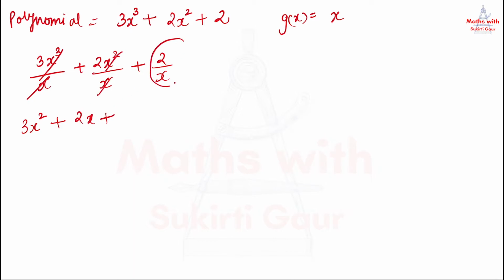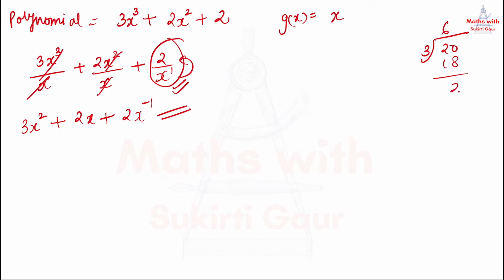But this one, it turns out that it will become x to the power minus 1 when it comes in the numerator. It does not give us the form of a polynomial. So what will happen? This 2 will not be divided by this x, just like it happened in the case of 20. When we divided 20 by 3, we got 3 times 6 and 2 as the remainder. It means this 2 is never going to be divided by 3.